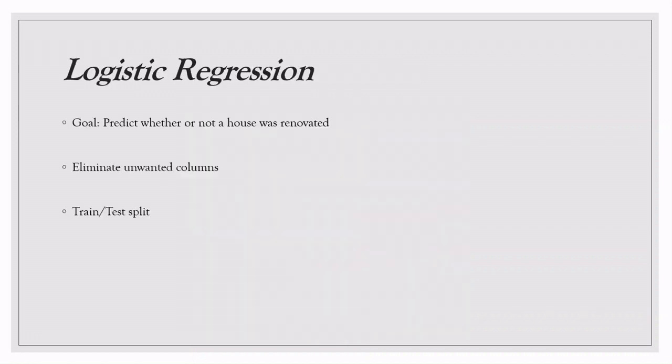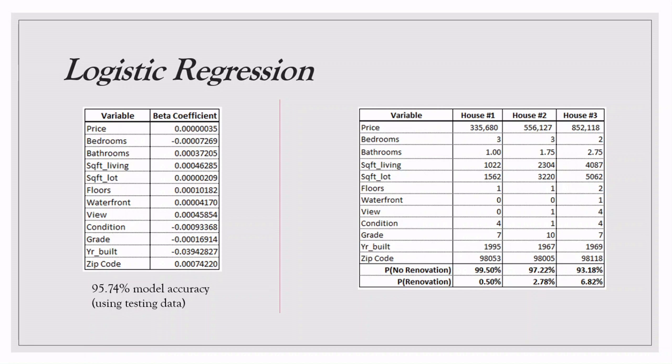So in addition to linear regression, we also used logistic regression to try and predict whether or not a house was renovated. So we again deleted the columns we did not want to use for prediction and used a random 80% to 20% split for the training and testing data, just like we did with linear regression. And after fitting the model, our beta coefficients can be seen in the table on the left. Our model was able to correctly predict 95.74% of the outcomes in our testing data.